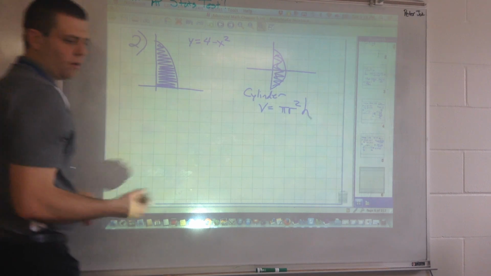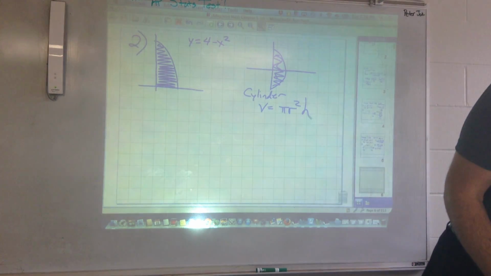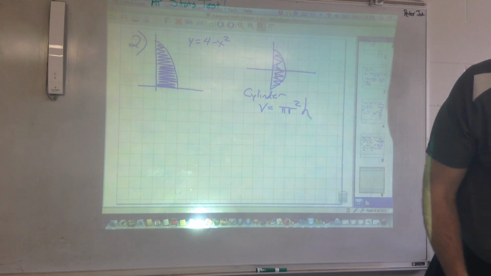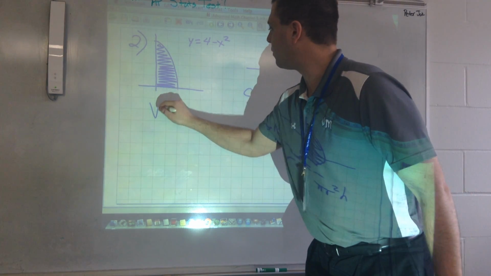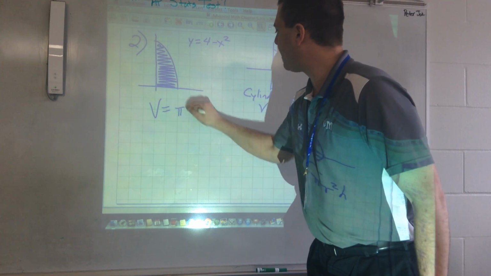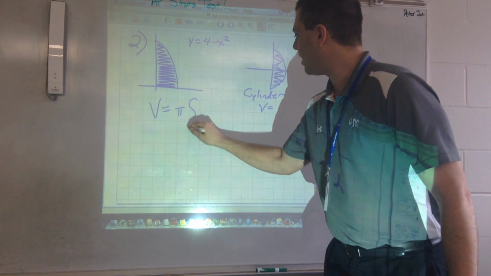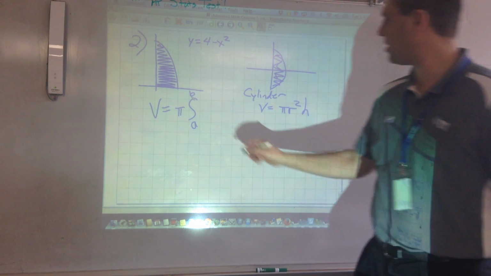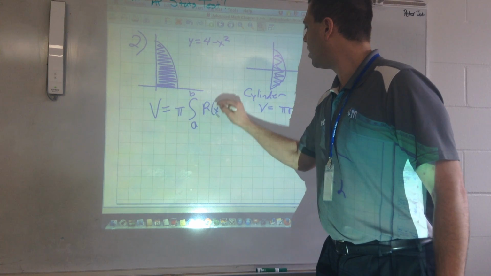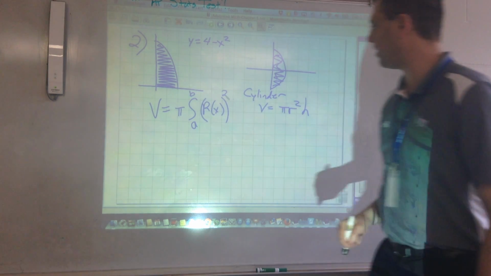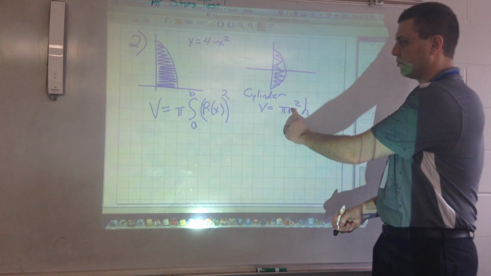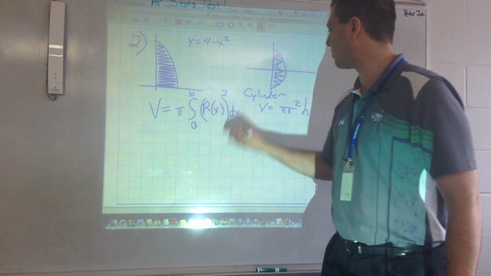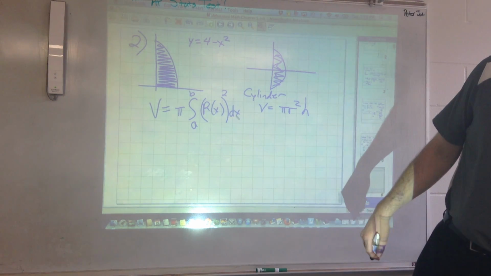So I know we probably wrote out the rule last time. Yeah, we did. So volume equals pi, because here's your pi, and then the integral from a to b of r of x squared, that's your radius squared, and then your delta x, or in other words, your dx in a sense.